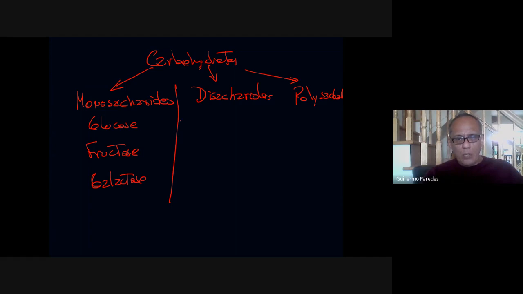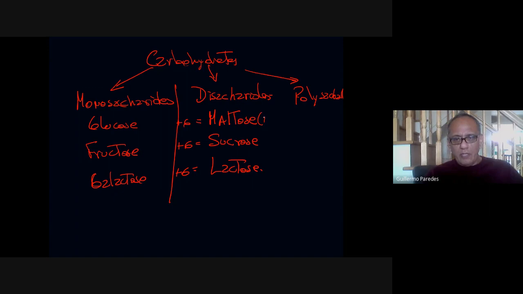If you add one glucose to each of them, glucose plus glucose, plus fructose, plus galactose, they're going to give you the disaccharides. Two molecules of glucose are going to give you maltose. Glucose plus fructose is going to be sucrose. And galactose plus glucose is going to be lactose.